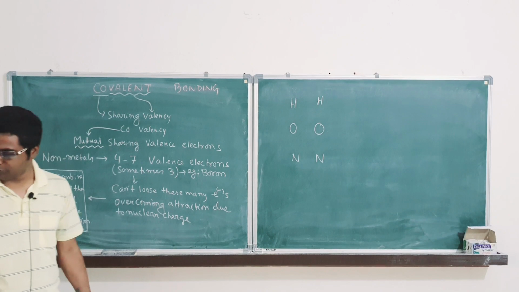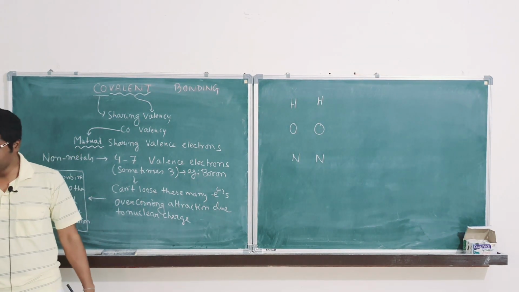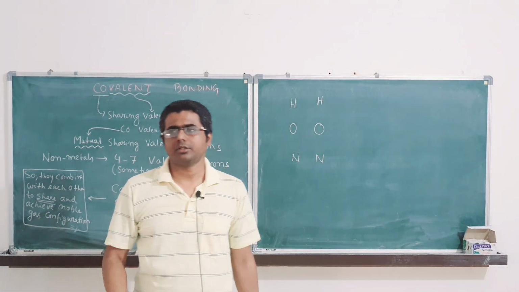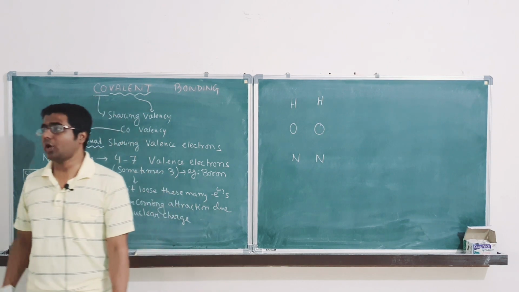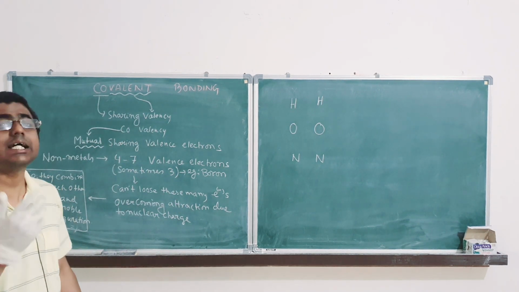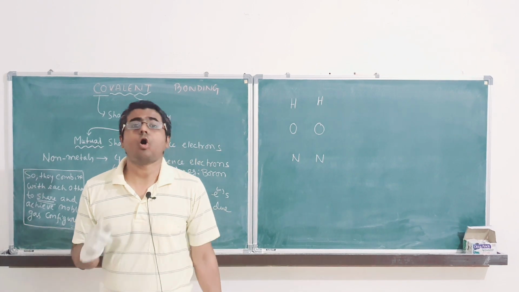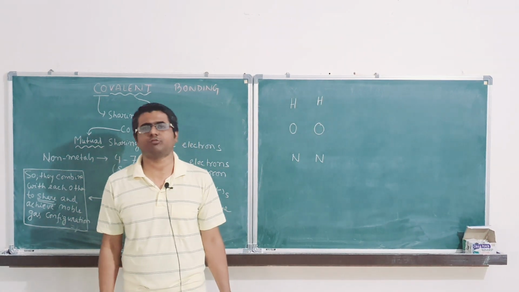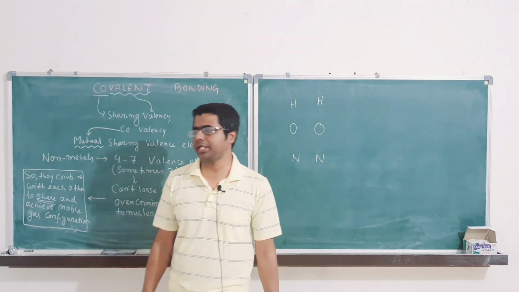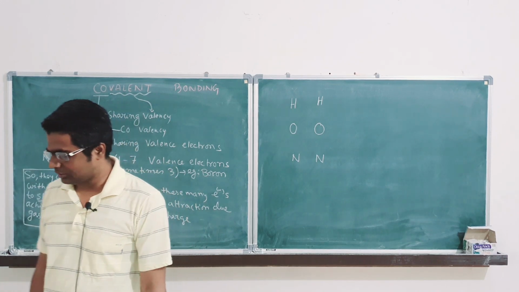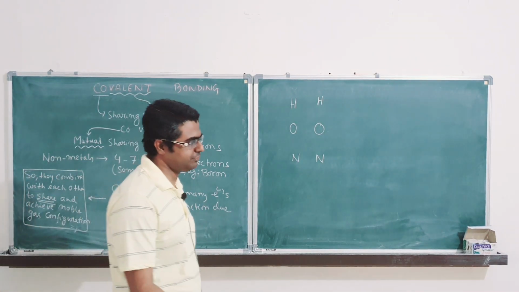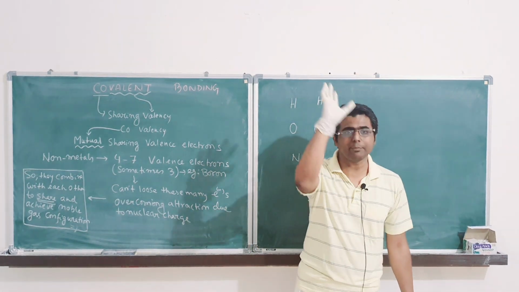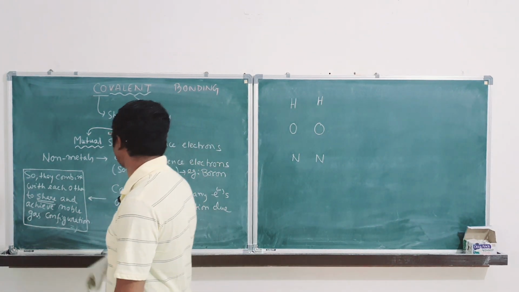Definition: chemical bond formed by mutual sharing of valence electrons to achieve nearest noble gas configuration or the state of minimum energy. This is the perfect definition that you can get for covalent bonding. Mutual sharing of valence electrons to achieve nearest noble gas configuration or state of minimum energy. Okay guys, so that is what covalent bonding is.